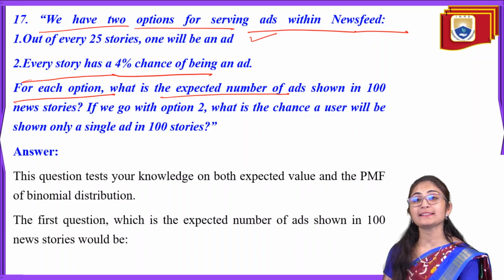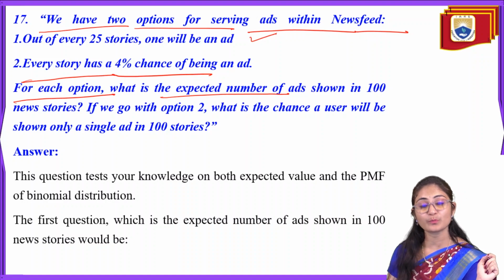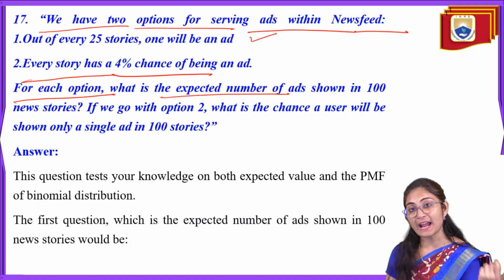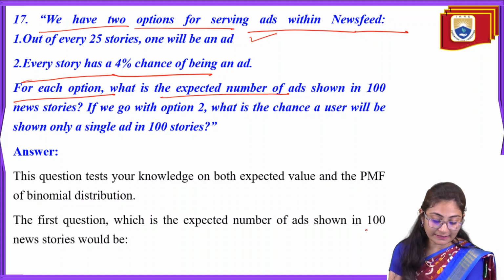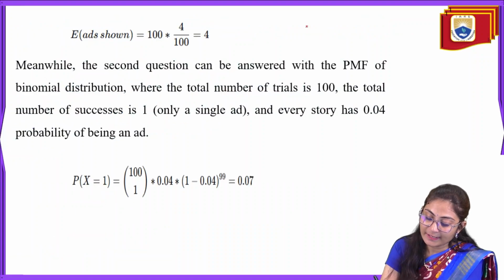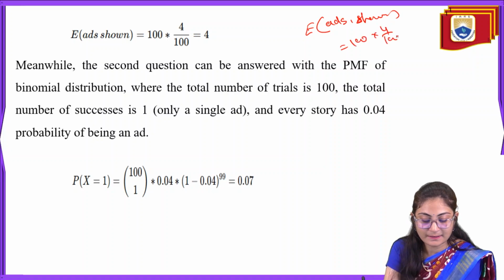Here we are expecting expected value and PMF of binomial distribution. So first question, the expected number of ads shown in 100 news stories would be E of ads shown, 100 into 4 by 100, that is 4.